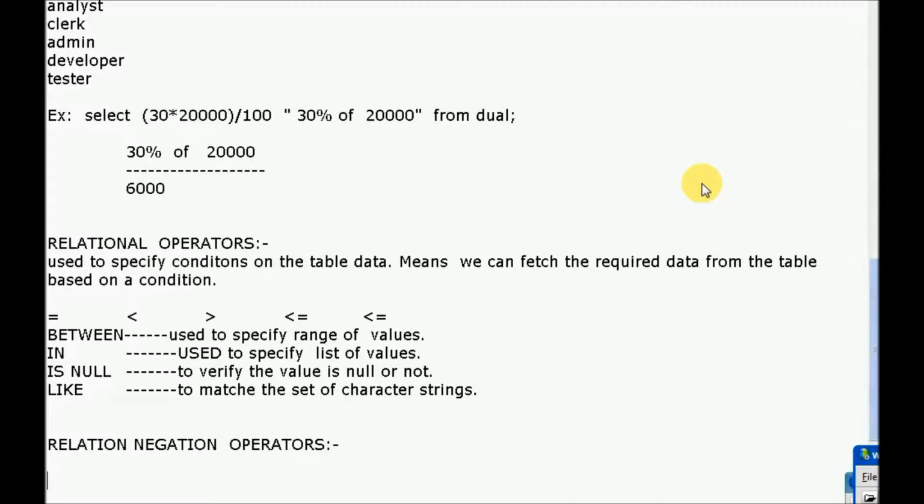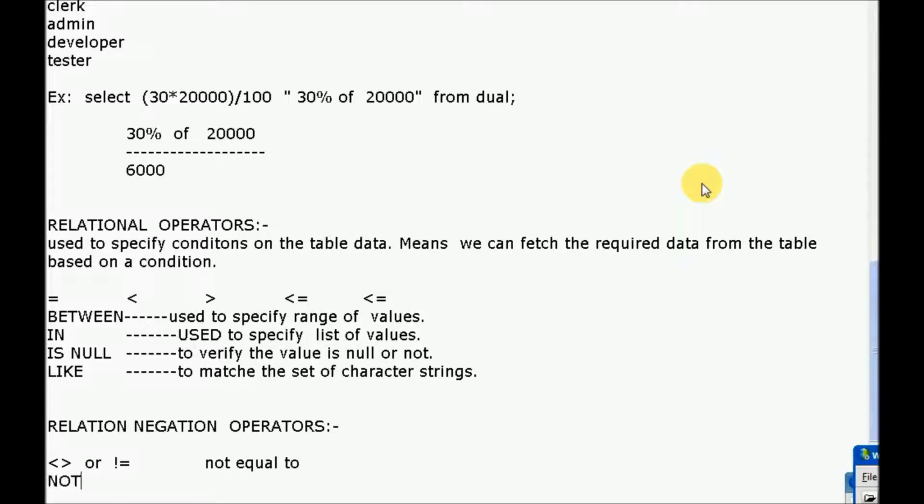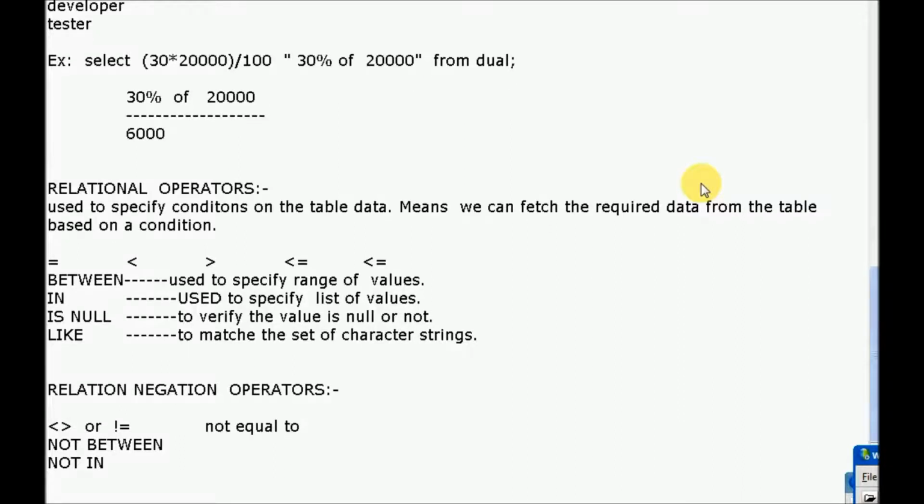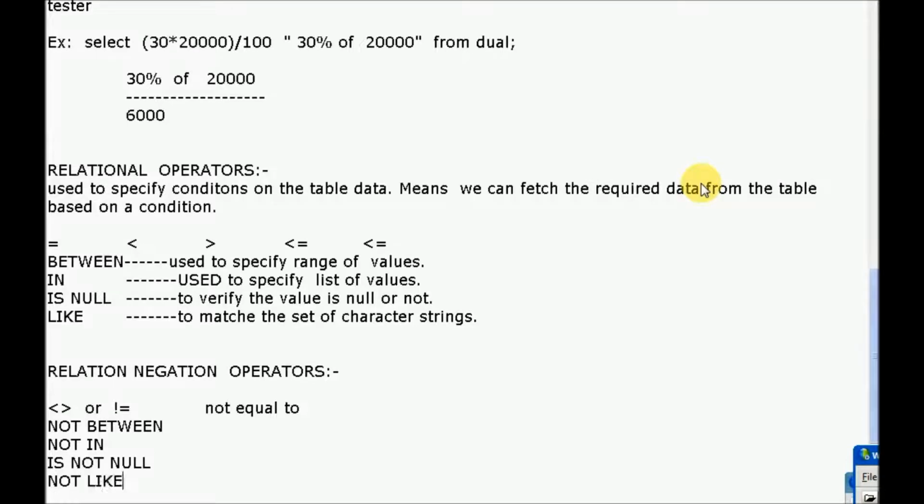So here, not equal to, this symbol is known as not equal to, and not between, the reverse of between, not in, the reverse of in, is not null, not like. Okay.